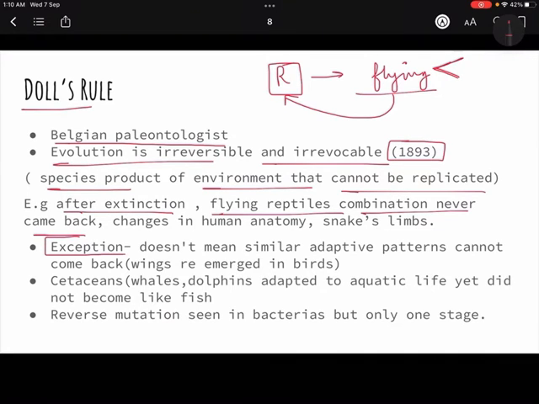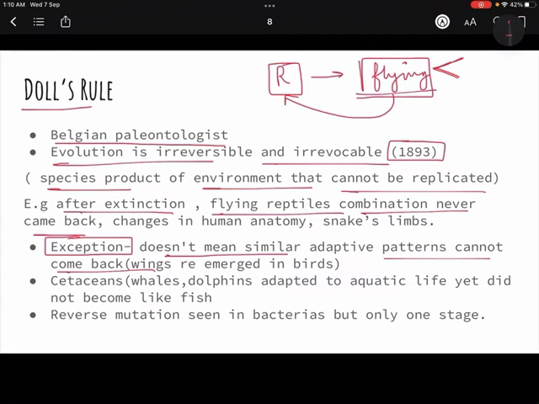Now there are certain exceptions to his theory. For example, he says it doesn't mean similar adaptive patterns cannot come back. I've already told you that this is an exception, that the concept of flying can come back.